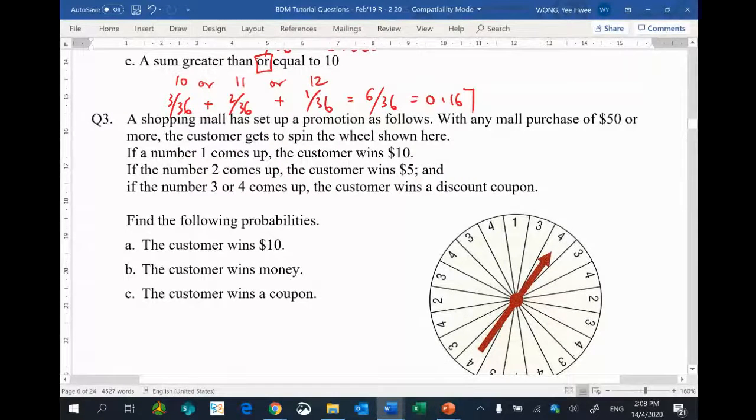I leave number 3 for you. A very simple question. So the answer for $10 is just number 1. Okay, this one is 4 over 20 and this one is 16 over 20. Okay, this is a final, so you can try and see whether you got them.